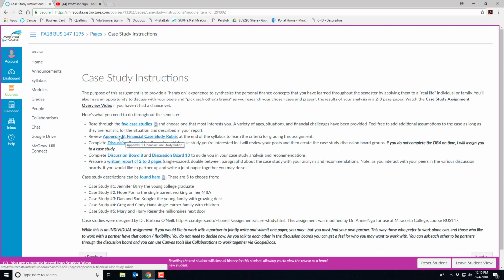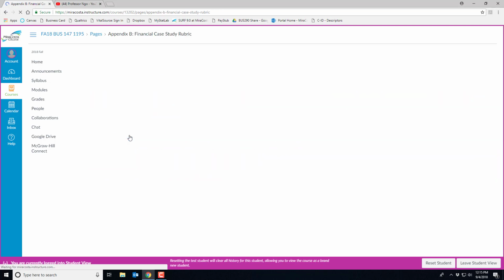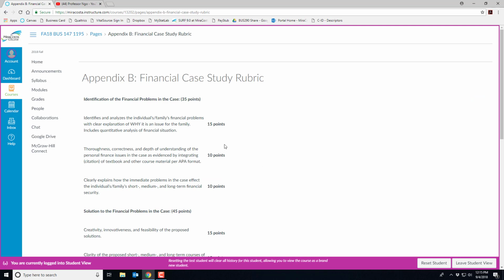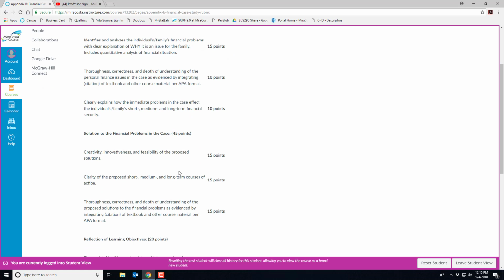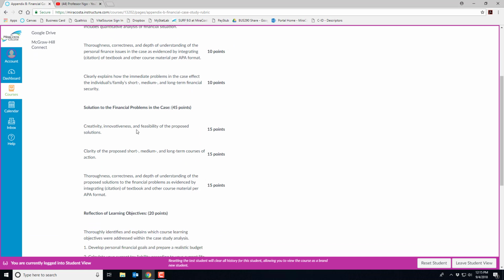You should also review the Appendix B, which is our financial case study rubric. This was at the end of the syllabus, but I'll go ahead and click here and open it up. So you can see that for our case study, one big component is identifying the different financial problems in the case. It's worth 35 points. And there are components on how to achieve full credit for that part. You'll also be putting together the solutions to the different financial problems in the case, worth 45 points.